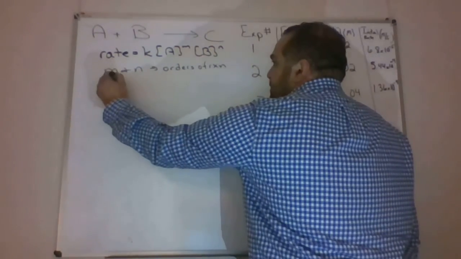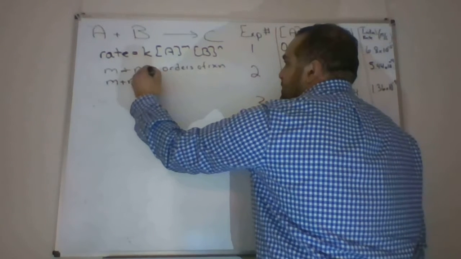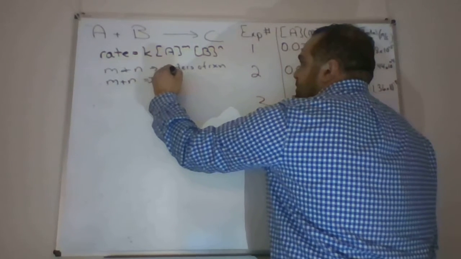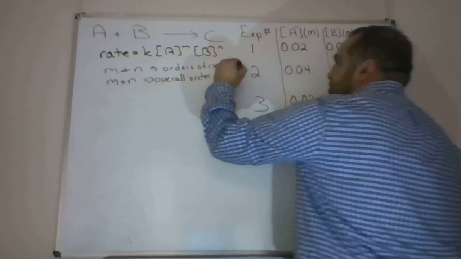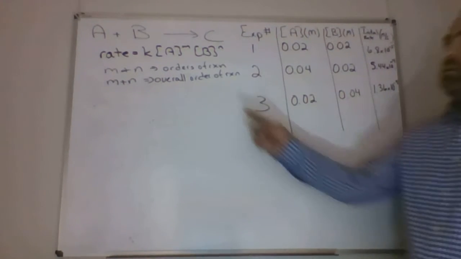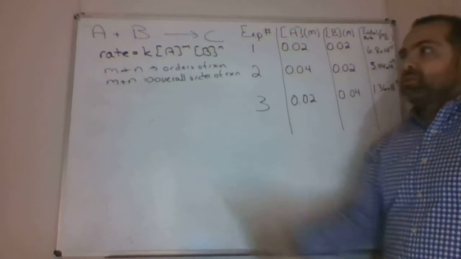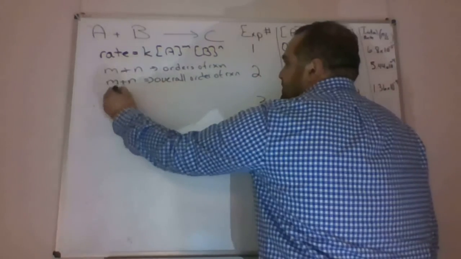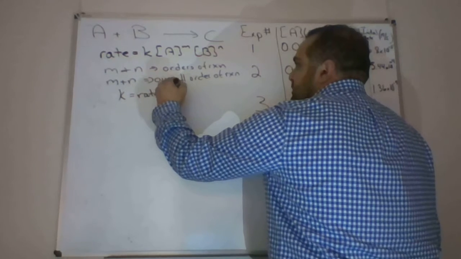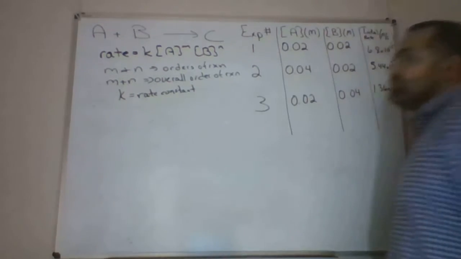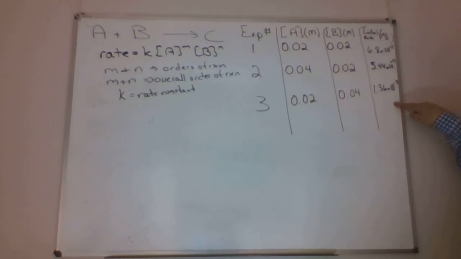And then m plus n is referred to as the overall order of reaction. Again, m and n are determined from experimental data. And then k is the rate constant. So we're going to determine all of these from this set of information to give us the rate law for this equation.